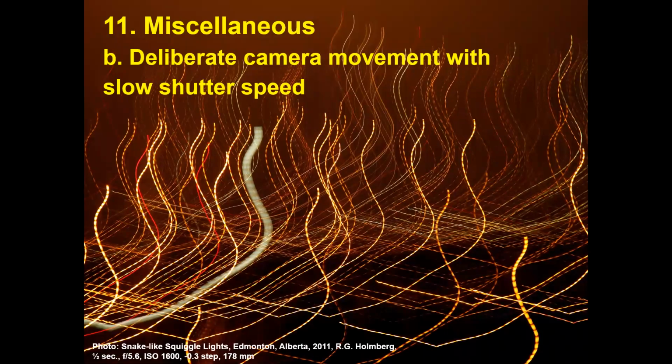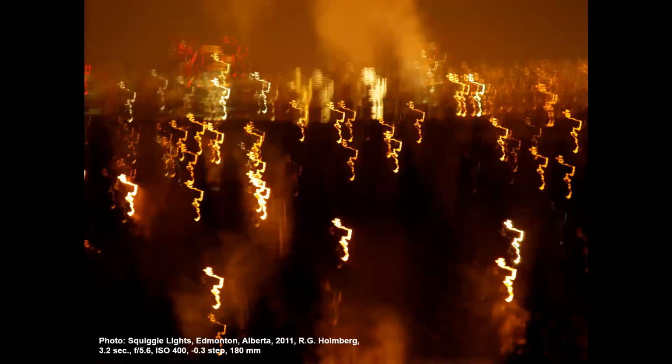You can also deliberately move your camera and use low shutter speeds. This was taken of city lights, and I moved the camera from the bottom left and up and got those sort of wiggly lines. Here's another one with buildings and light. This was done in wintertime, and so there was some exhaust from cars that made the foggy appearance, and exhaust from smoke.